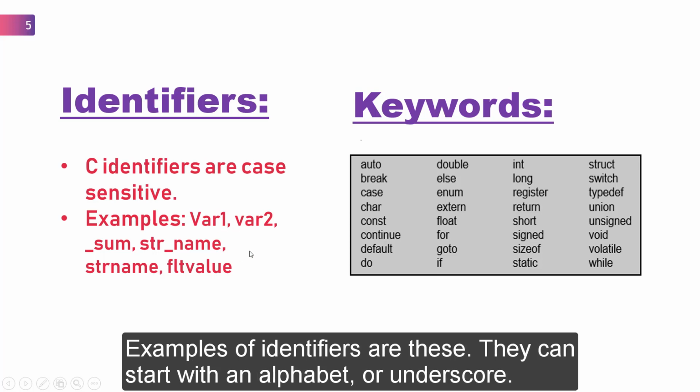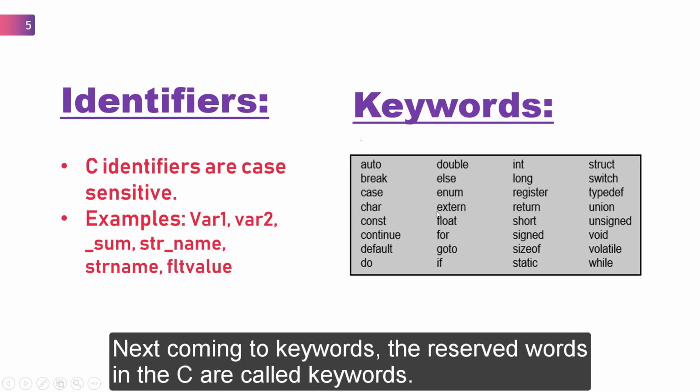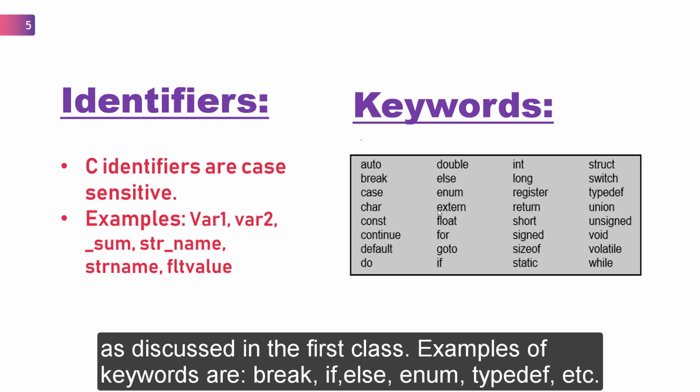Examples of identifiers are these. They can start with an alphabet or underscore, but they cannot start with a digit, but they can be followed by a digit, alphabets or underscores. Next, coming to keywords, they are reserved words in C, called keywords, as discussed in the first class. Examples of keywords are break, if, else, enum, typedef, etc.